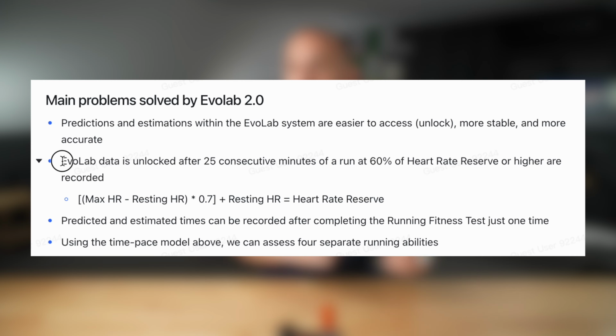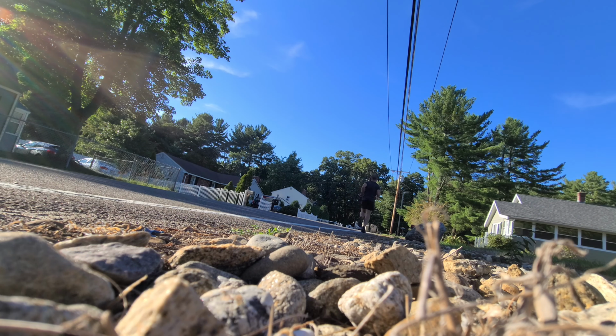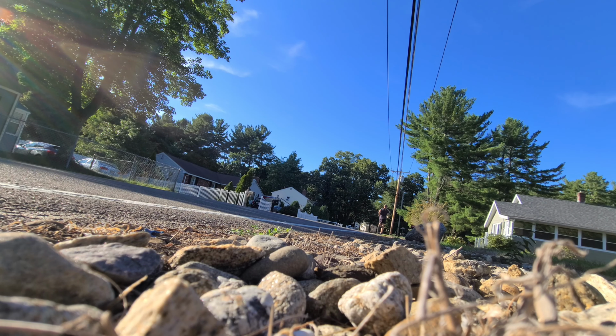With EvoLabs 2.0, the new unlock process is that you need to record up to 25 minutes of running outdoors, and you need to be at 60% of your max heart rate or higher. So really, all you have to do is go for a half-hour run at a pretty moderate pace, and you'll be able to unlock EvoLabs and get all of this data, which is great and a lot easier than that 300-minute benchmark of the past.